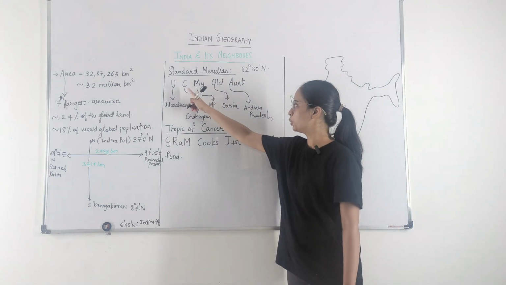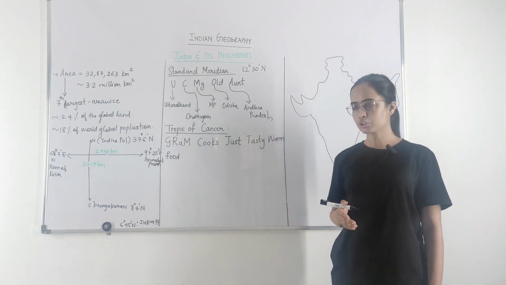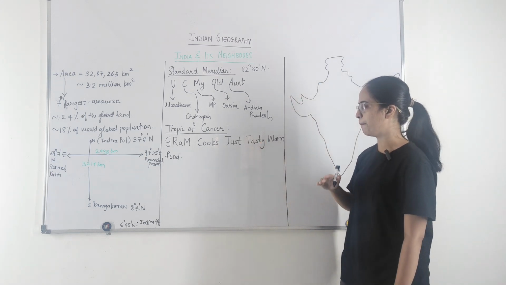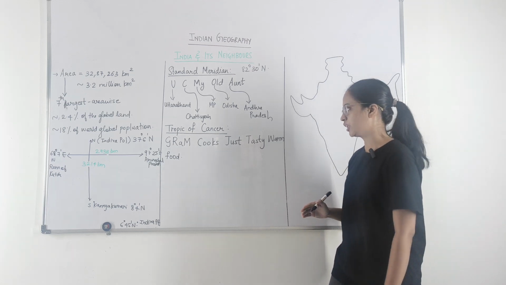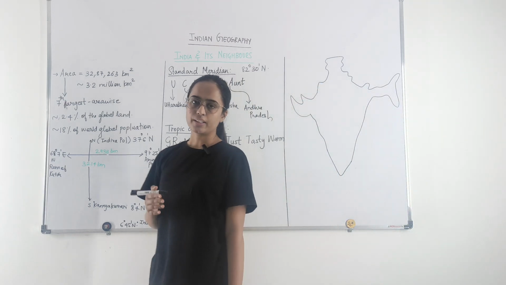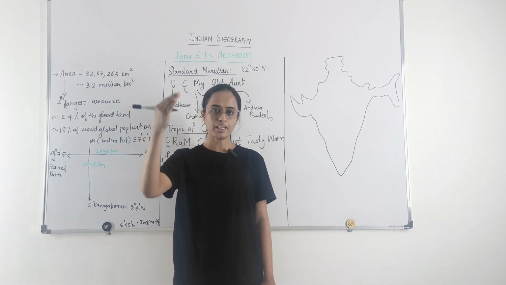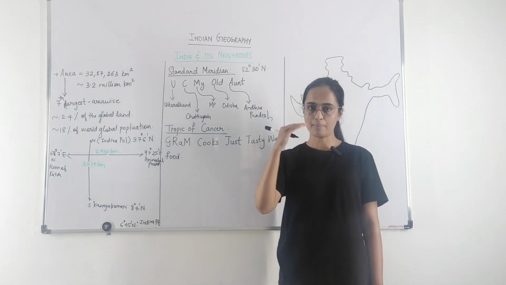The mnemonic for it is, you see my old aunt. You just have to focus on the capital letters. U stands for Uttarakhand, C stands for Chhattisgarh, M stands for MP, O stands for Odisha, and A stands for Andhra Pradesh. Likewise, we also know that there is the Tropic of Cancer, a line that is just above the equator at 23 degree and half a minute above the equator.